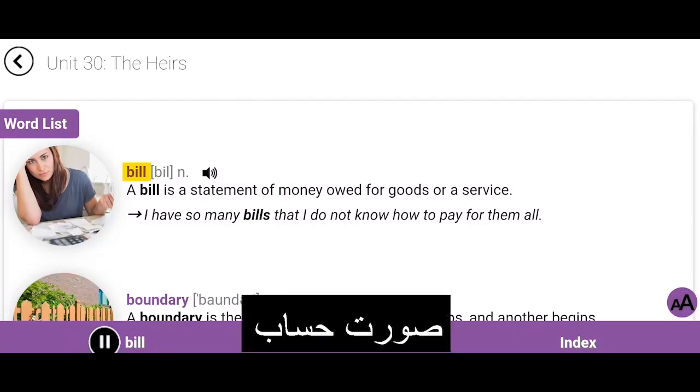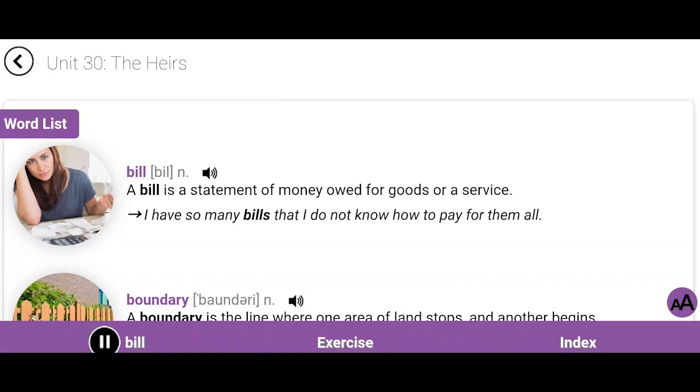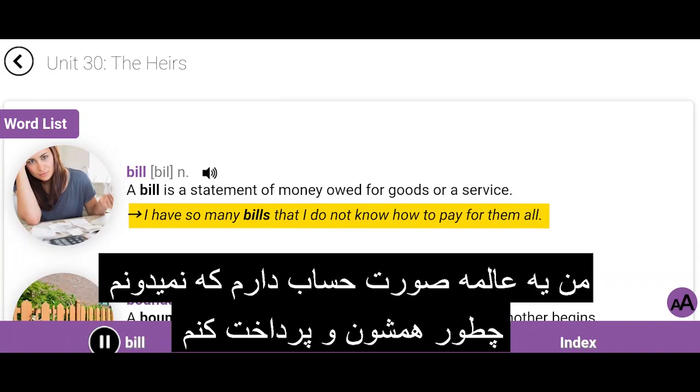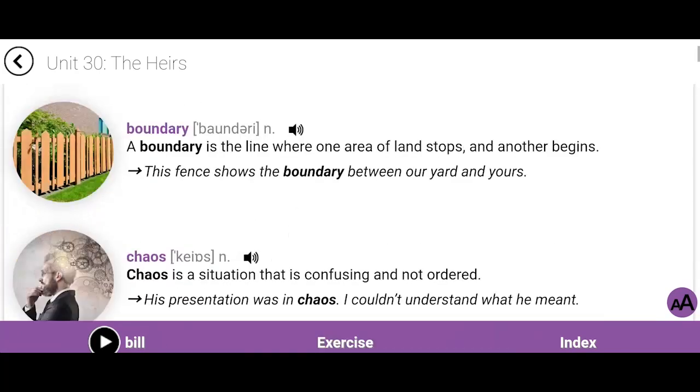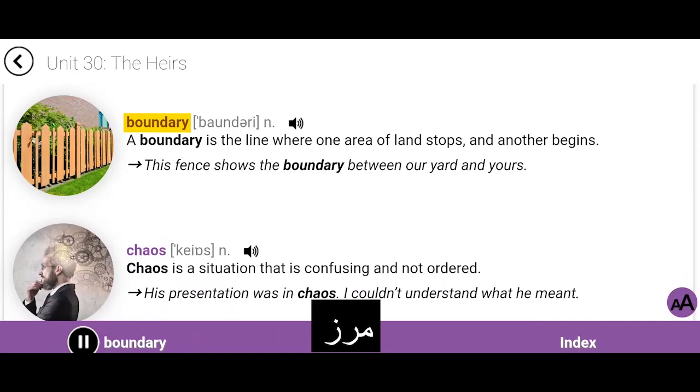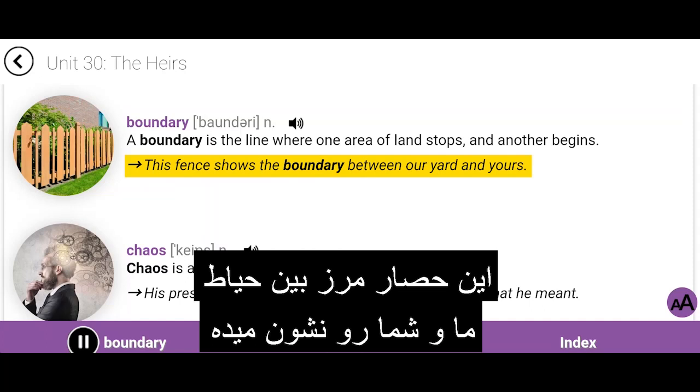Bill. A bill is a statement of money owed for goods or a service. I have so many bills that I do not know how to pay for them all. Boundary. A boundary is the line where one area of land stops and another begins. This fence shows the boundary between our yard and yours.